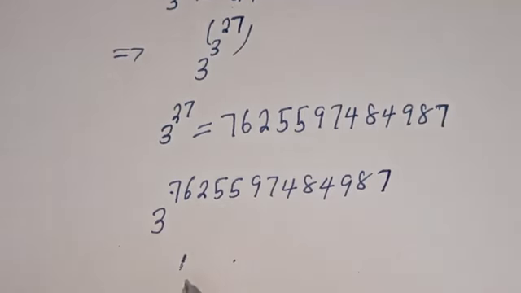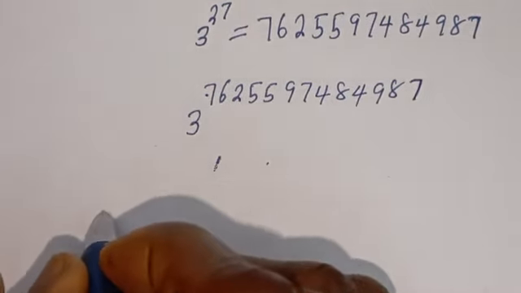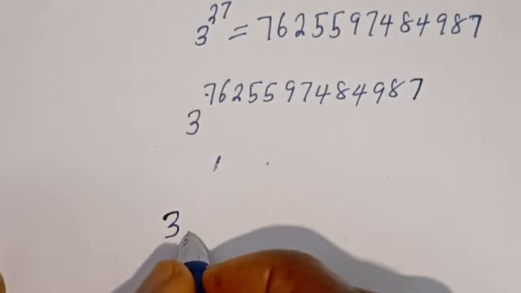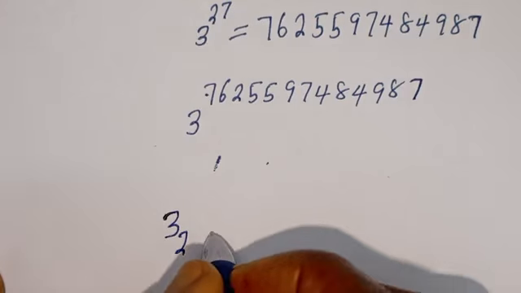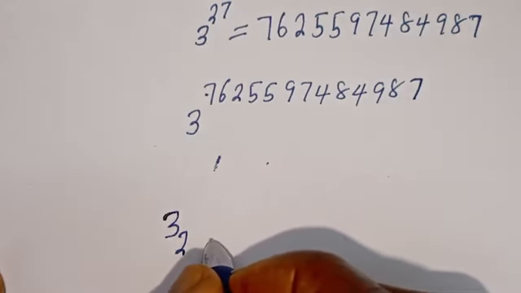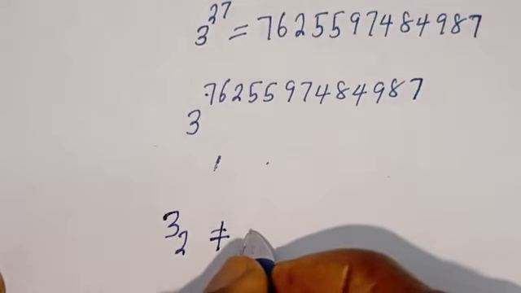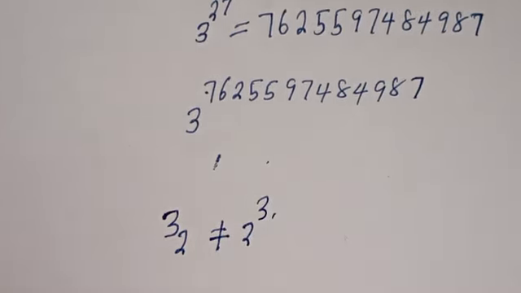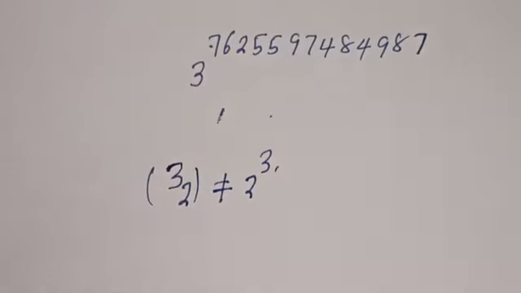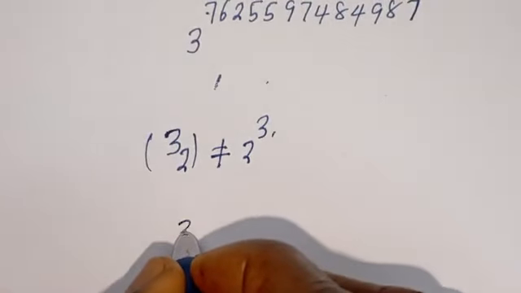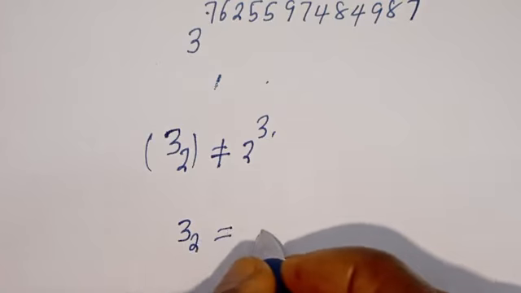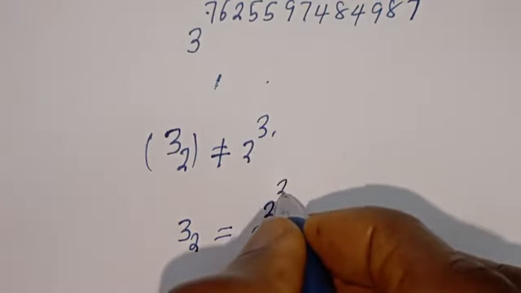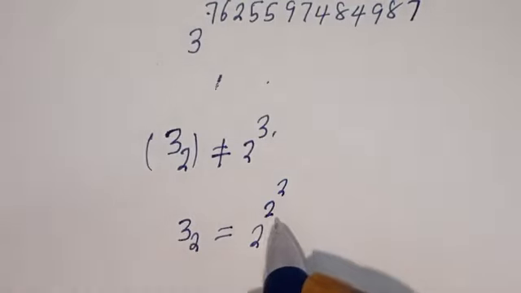Now let's check another example again. Take for instance, if you have 2 tetrated to 3, then this is not equal to 2 to the power of 3. And let's compute this now. 2 tetrated to 3 is equal to 2 to the power of 2 to the power of 2. That is 2 in 3 places.